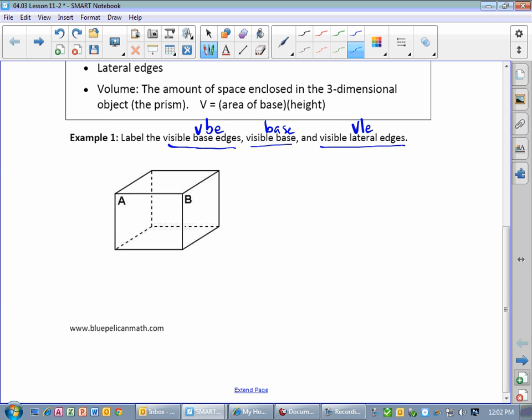Now, the word visible means we can see it. And in fact, we can see it from this perspective, okay? So we can't see these dotted lines. They're there, but we can't see them. They're behind the figure, okay? So just to be clear.